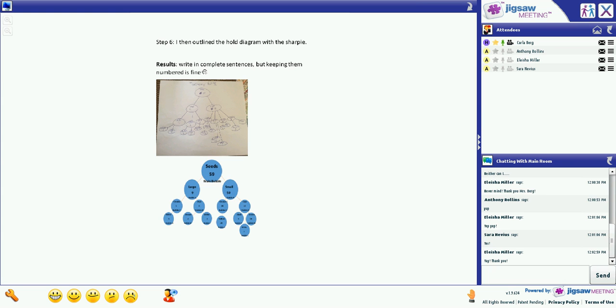Keeping them numbered is fine. You could put number 1, the answer to number 1. Number 2, the answer to number 2. There is absolutely no reason for you to write out the questions. I have a lab book sitting right in front of me. I can read the questions. Okay, so just answer the questions in complete sentences.